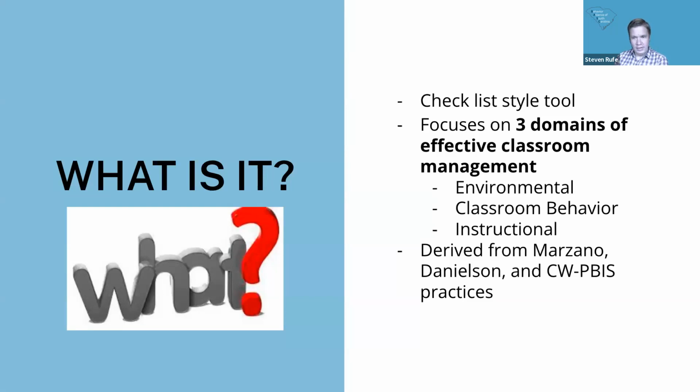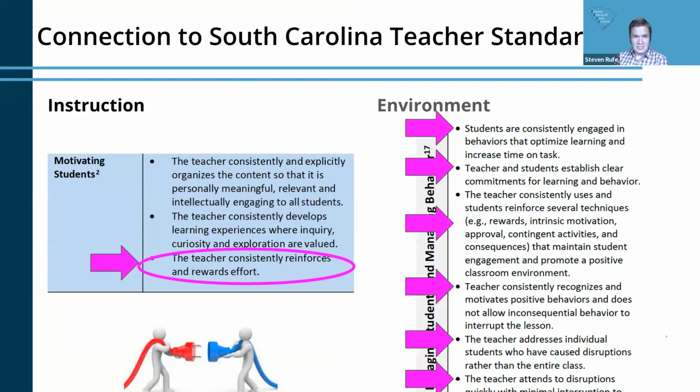As I referenced in the opening, this is a checklist style tool, and it focuses on three domains of classroom management that are effective in terms of environment, behavior systems, and instructional practices. And it's based off of Marzano, Danielson's work, and the idea of classroom-wide PBIS practices that all educators should be doing. It's also deeply rooted and connected to the South Carolina Teacher Standards rubric. In instruction, we find that motivating students and consistently reinforcing and rewarding effort is a piece of the rubric that is vital to effective instructional practices.